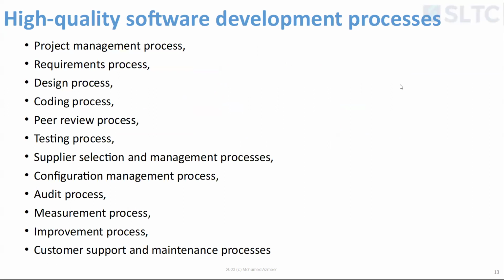And then high quality software development processes. What are some of the processes we can use in, let's say, organizations, right? So here's a list of things: project management process, requirement process, design process. These are processes. So if the organization doesn't have any of these, they must develop these processes. Otherwise, you are going to face serious problems in the very near future. Coding process, peer review, testing, supplier selection and management, configuration management, audit process, measurement.